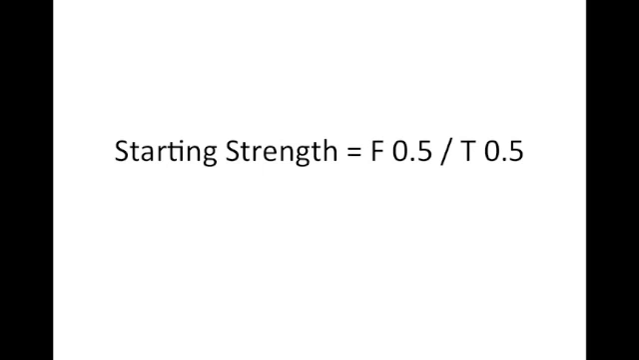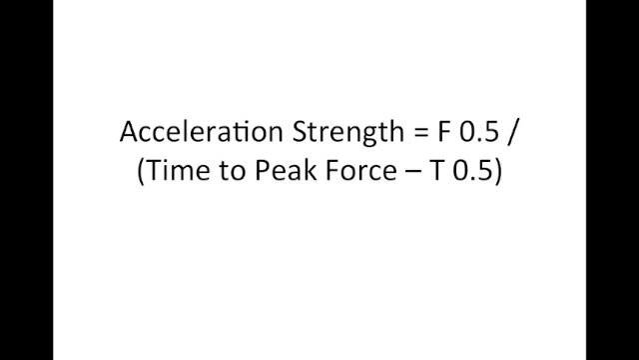or exercise, but we may be interested in additional subcategories of explosive strength as well. These might be starting strength or acceleration strength. So starting strength is calculated as F0.5 divided by T0.5, and here F0.5 is one half of peak force and T0.5 is the time taken to attain that value. Acceleration strength is calculated as F0.5 divided by the value obtained from subtracting T0.5 from time to peak force.